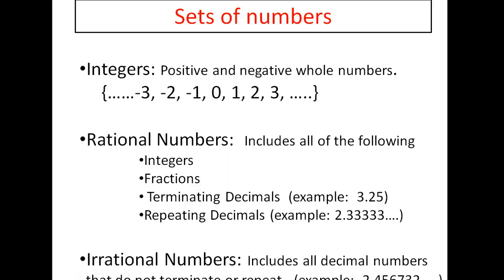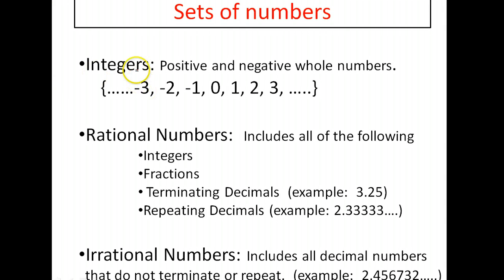Alright, let's talk about some sets of numbers. So we have our basic sets of numbers that we can talk about. We have a few here. Integers are all positive and negative whole numbers. This includes the number 0.